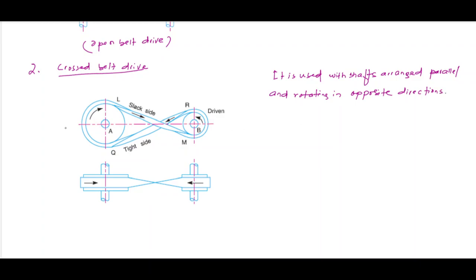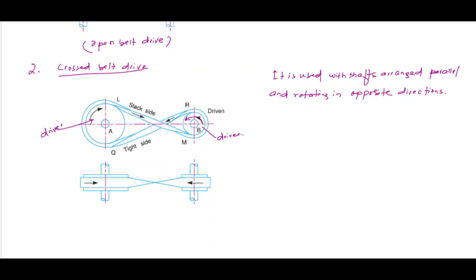Here you can see this one is the driver shaft and this one is the driven shaft. The driver shaft is rotating in clockwise direction, whereas the driven shaft, because of the nature of the wrapping of the belt around the pulley, rotates in counterclockwise direction. So if we need a situation where the driven side is to be rotated opposite to that of the driver shaft, in that case we have to use this cross belt drive.